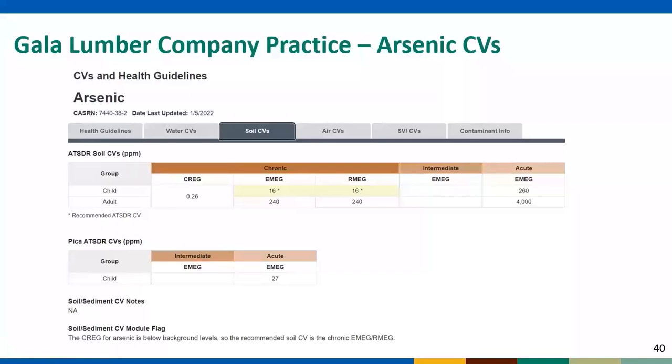for screening purposes, which is the same as the chronic child RMEG, rather than using the lower Cancer Risk Evaluation Guide, or CREG, of 0.26 parts per million. The CREG for arsenic is below background levels. Therefore, ATSDR's recommended soil CV for arsenic is the chronic child EMEG or RMEG, because both are the same value.